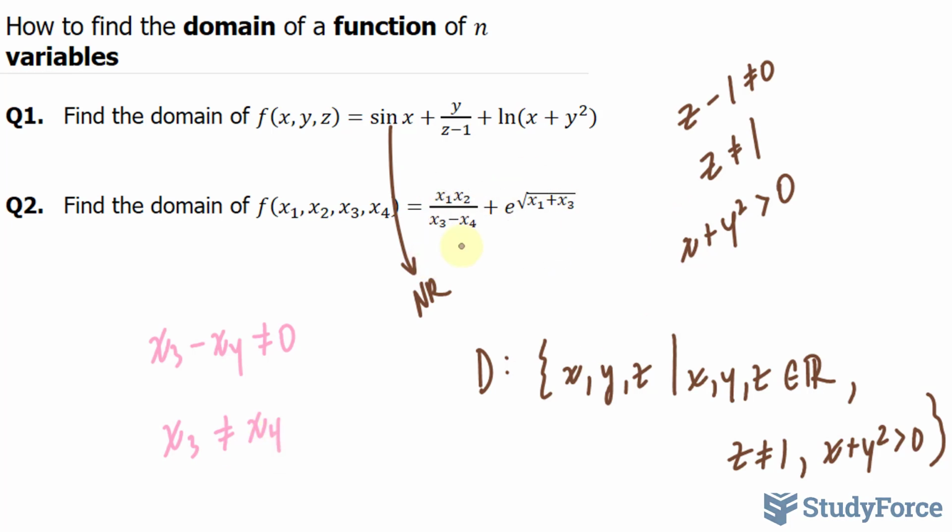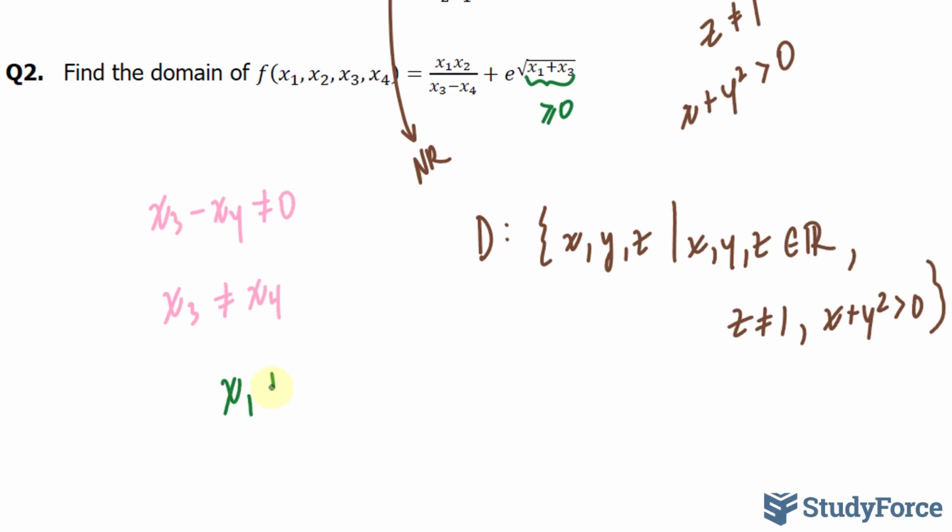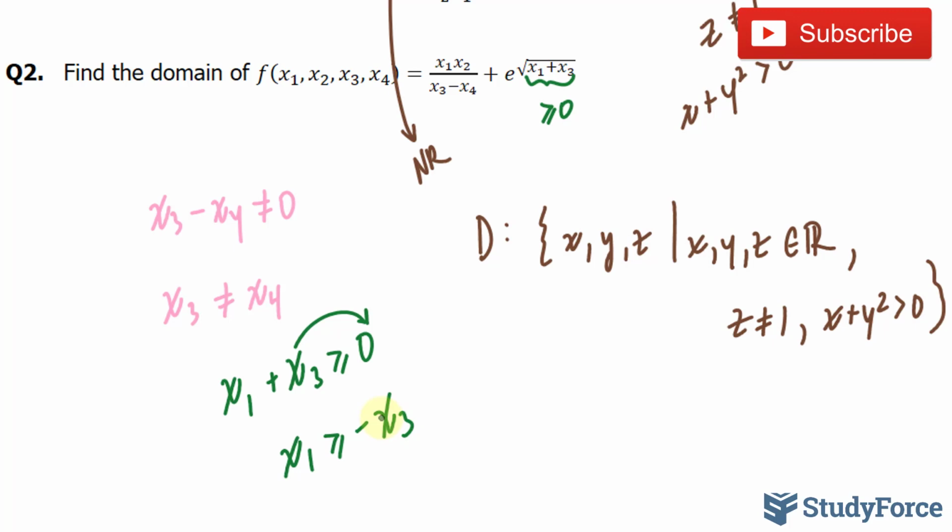And the restriction here, e is raised to a radical, a square root. And we know that with square roots, if we're dealing with real numbers, this part, the radicand, needs to be greater or equal to 0. So we'll set x sub 1 plus x sub 3 must be greater or equal to 0. If you'd like, you can even bring x sub 3 to the other side just to make it look neater. Therefore, x sub 1 must be greater or equal to negative x sub 3. It's up to you if you want to represent it this way. Most students will stop at this point.